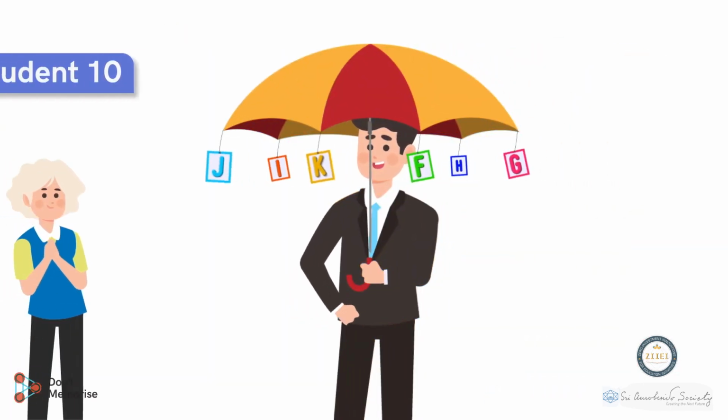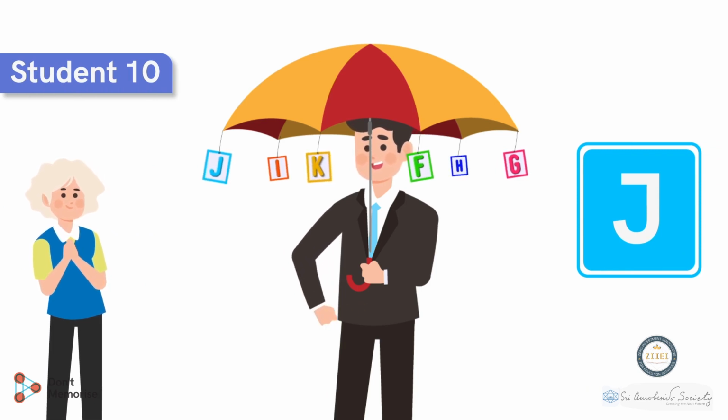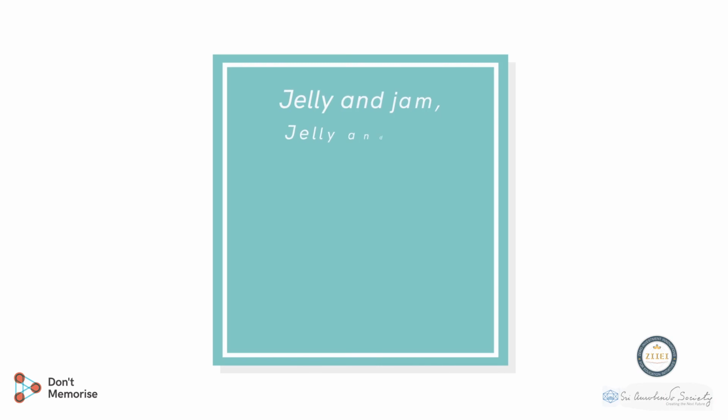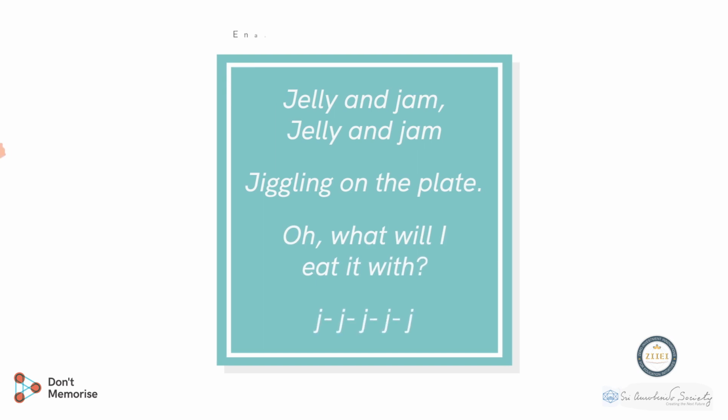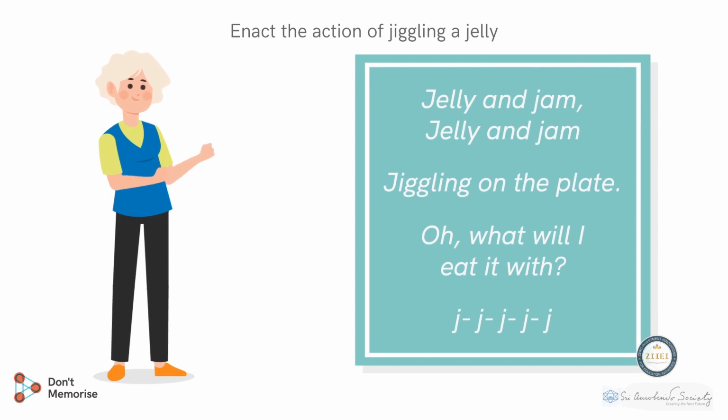Next, student 10 will read the letter J. And what shall be the song for this letter? It's this. Jelly and jam, jiggling on the plate. Oh, what will I eat it with? J, J, J, J, J. Do the action of jiggling like a jelly.